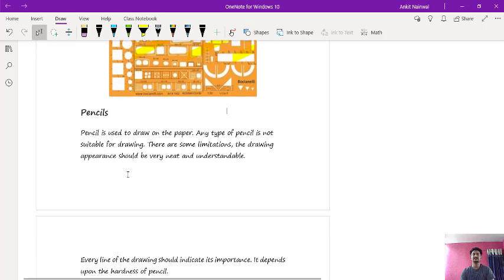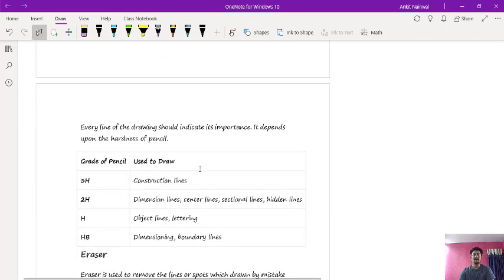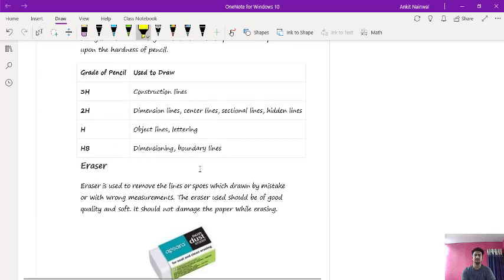Now pencil, you already know a pencil is used to draw on the paper, and any type of pencil is not suitable for drawing. There are some limitations. You cannot use just any type of pencil, but you can use some types of pencils that are categorized in engineering. The drawing appearance should be very neat and understandable. Okay, for every line that needs to be drawn, there is a grade of pencil and what they are used for.